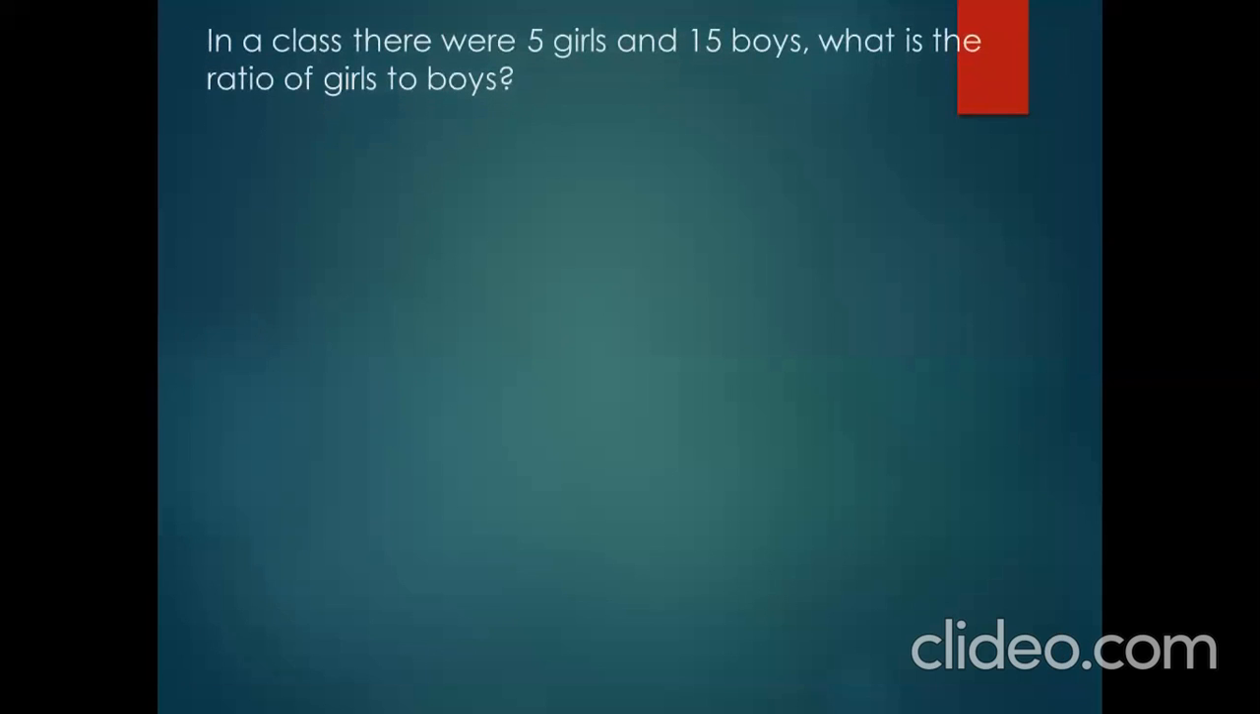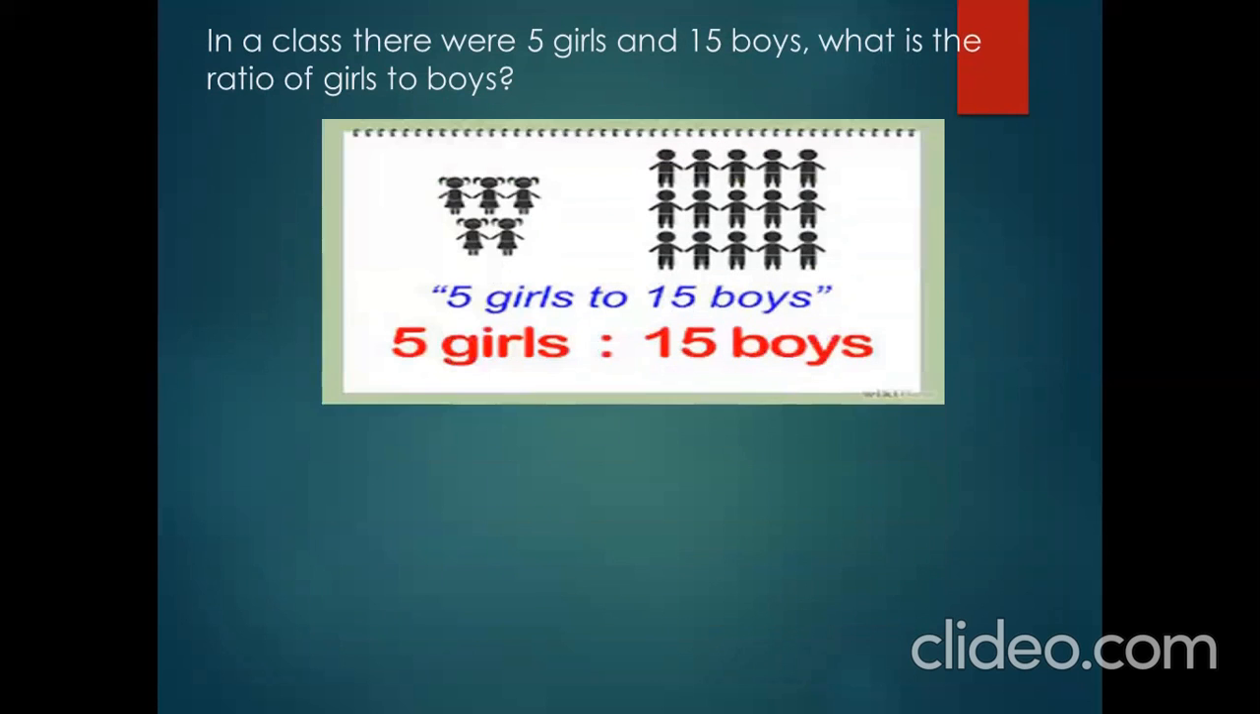Take another word example. Suppose in a class there were 5 girls and 15 boys. What is the ratio of girls to boys? As you can see, there are 5 girls to 15 boys. The first way is writing the word "to" in between them. The second way is using colon in between them, 5 girls colon 15 boys.